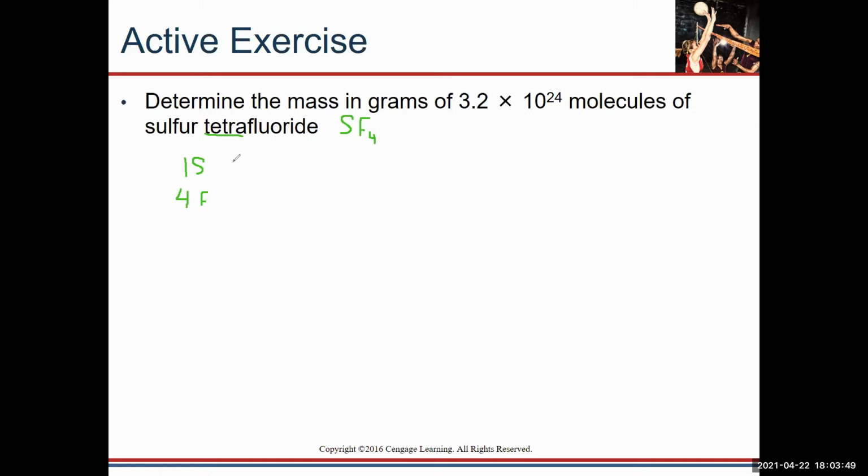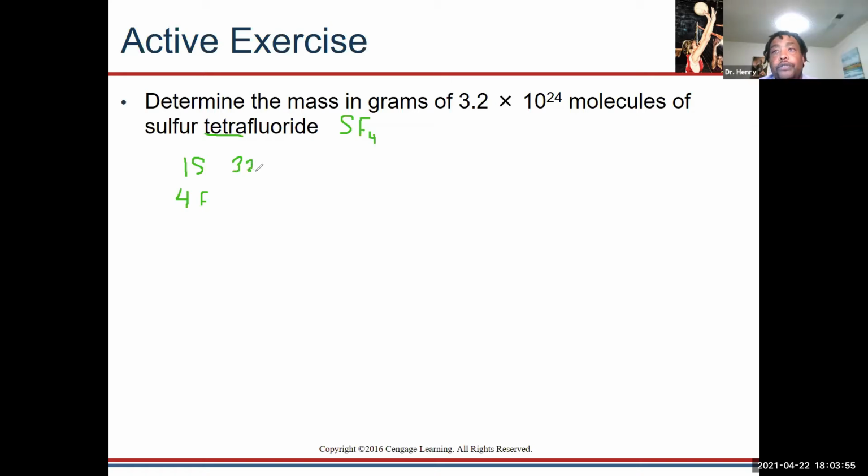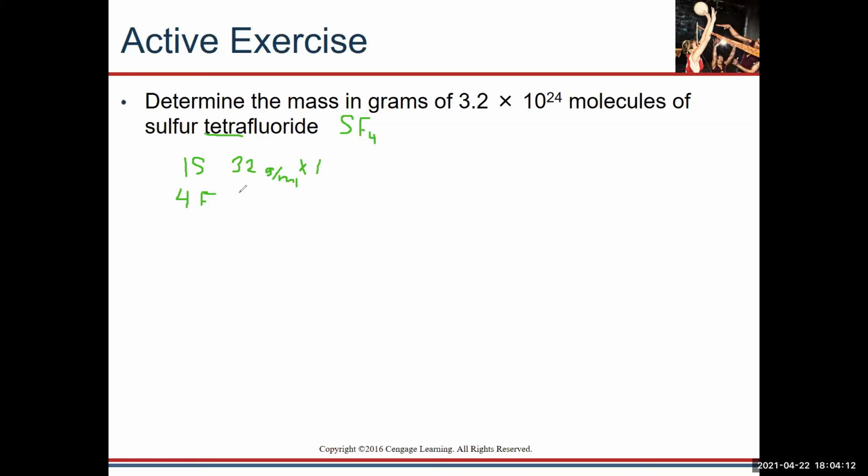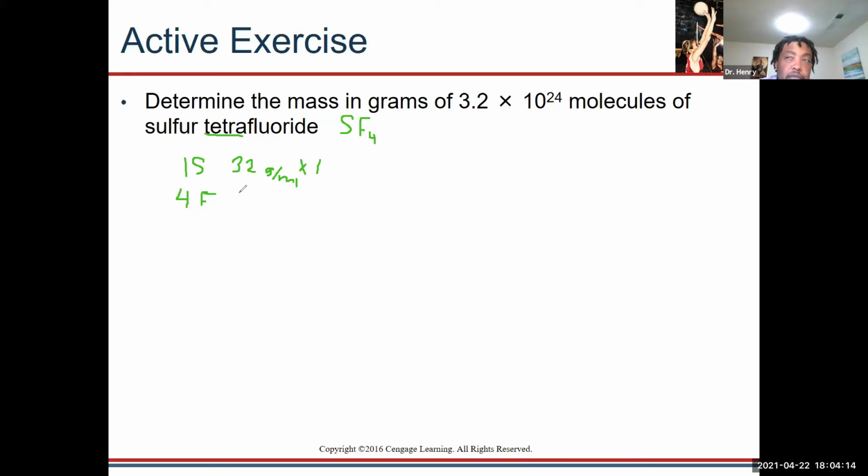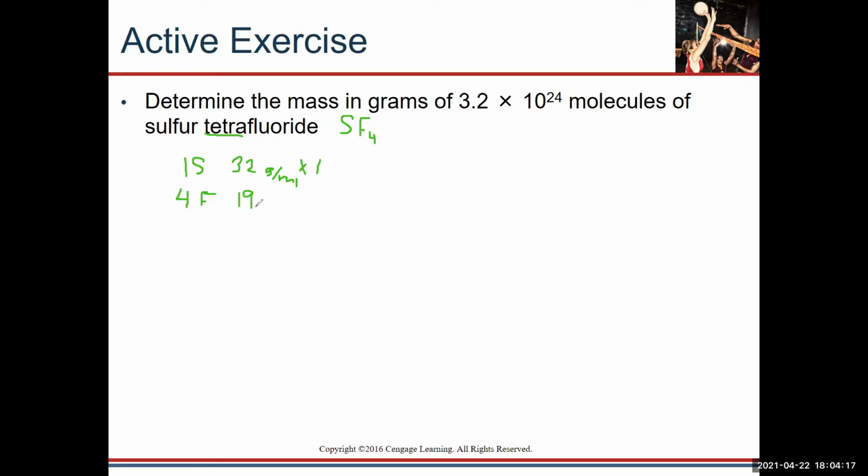So sulfur weighs 32.06. I could probably get away with rounding that to 32, and that's grams per mole. And we have one of those, so that's times 1. What about the fluorine? 18.998. Can I get away with rounding that to 19? Yes. That's grams per mole, and there's how many of those? 4.